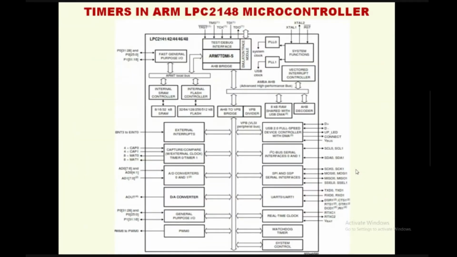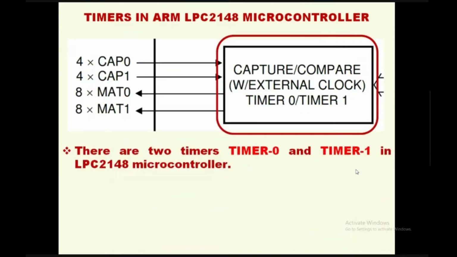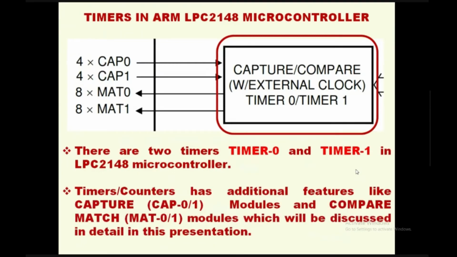So this is the block diagram of the LPC2148 microcontroller, as we all know. Here we have a timer module inside the LPC2148 microcontroller, which is being highlighted. There are two timers, timer 0 and timer 1, in the LPC2148 microcontroller. These timers or counters have additional features like capture and compare modules, which will be discussed in detail in this presentation. Normally we know about a timer, which is meant for producing time delay. There is something like a capture module, or a compare module, which are the extensions of timers.